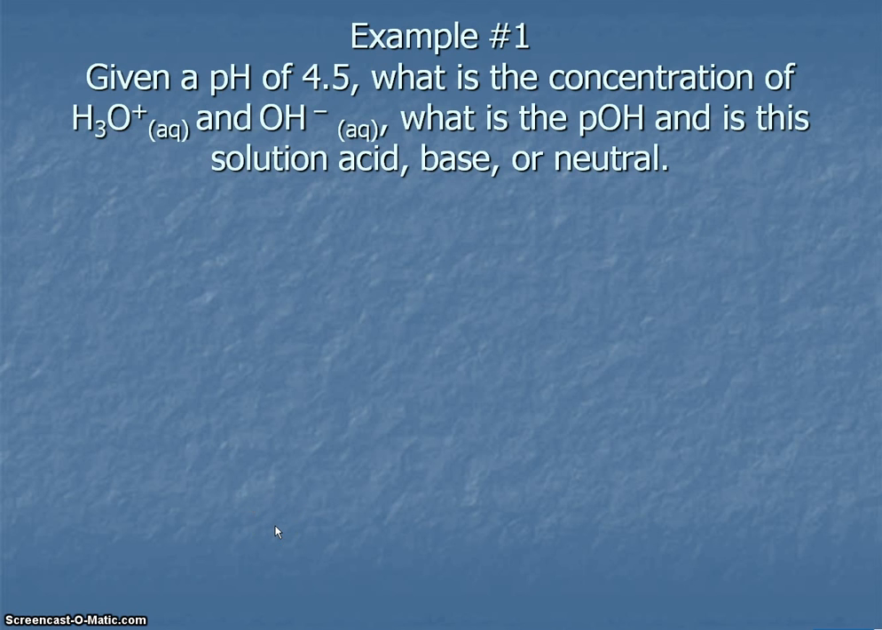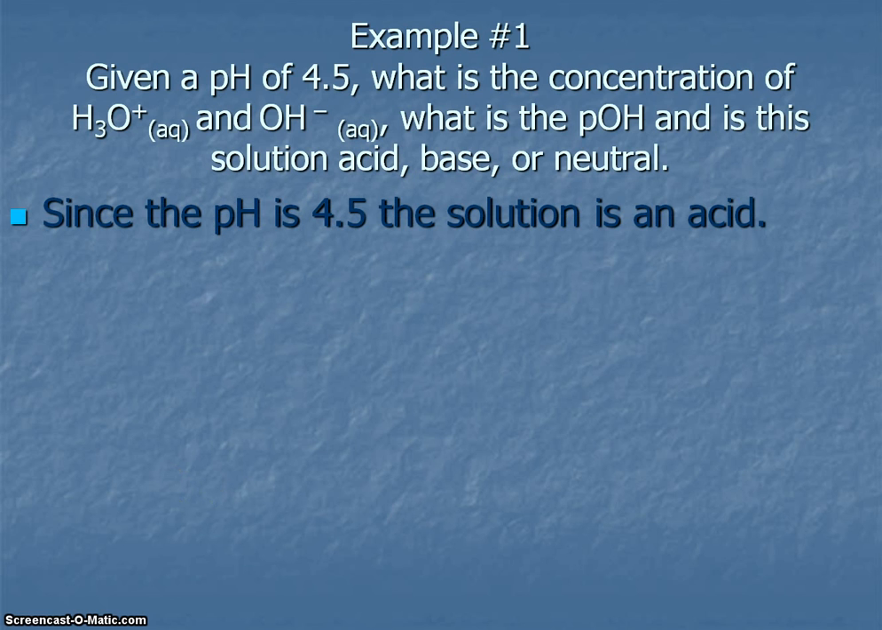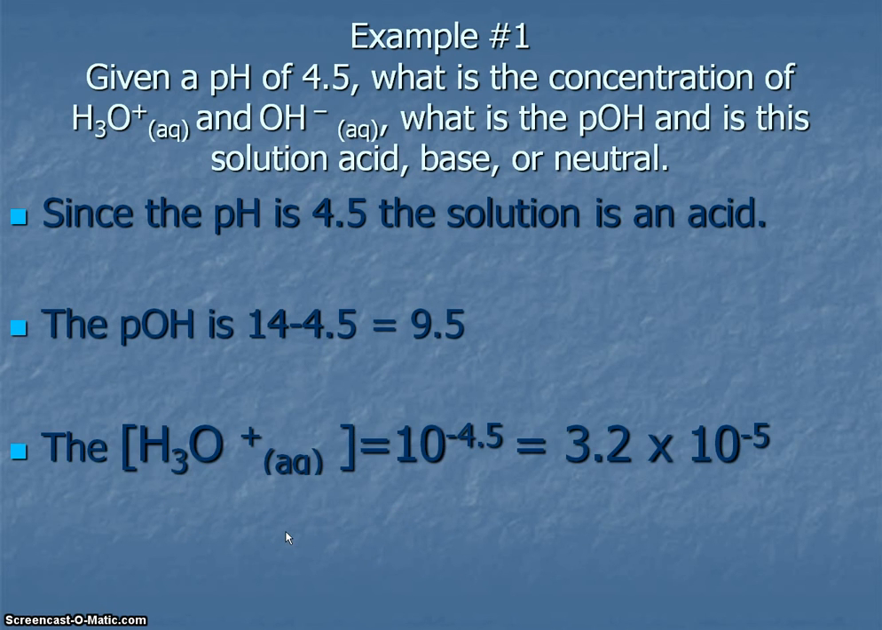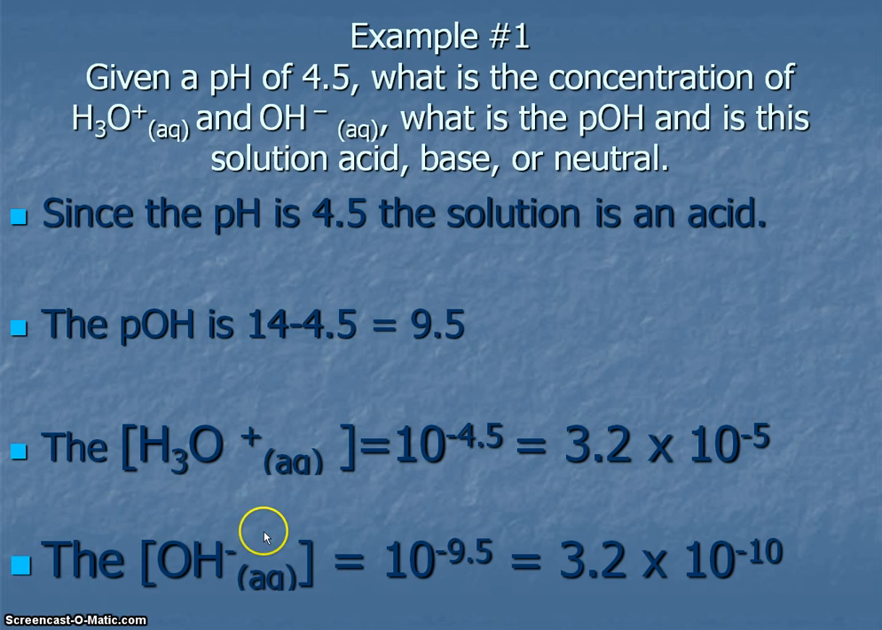So let's do a problem. If we're given a pH of 4.5, what is the concentration of hydrogen and hydroxide, and what's the pOH? First thing I do, since I know that 4.5 is less than 7, it's an acid, is take that away from 14 and find out the pOH is 9.5. And then I can quickly find the hydrogen concentration by taking 10 to the minus 4.5 and putting it in my calculator, and that's what I'll get. And the hydroxide concentration by taking 10 to the minus 9.5, and there it is. Real quick and easy, real fun, easy to do.